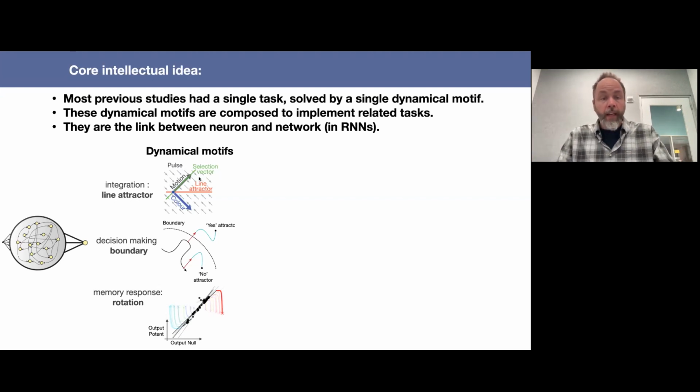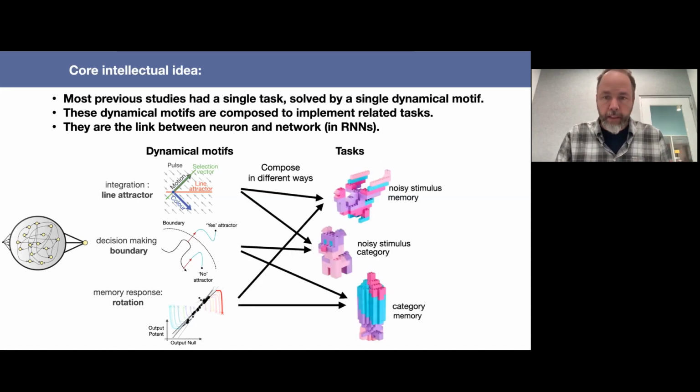So the idea is that you have these dynamical motifs like a line attractor or a decision boundary or rotations, great for memory or generating EMG. Rotation is great for moving something from a null space into an output-potent space. And these are composed in different ways to solve different tasks, based on what the task is. Some tasks have noisy stimulation, so you might need a line attractor for that. Other tasks have a memory component. You don't want it to read out until the end, so you need a rotation, and so on and so forth.